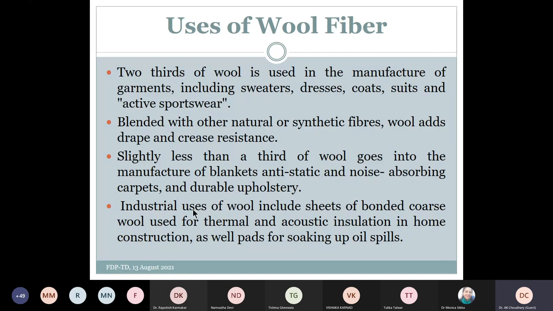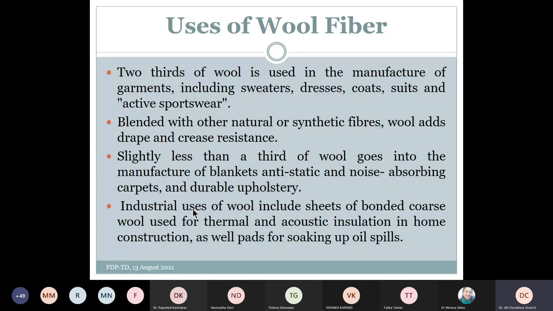And durable upholstery. Industrial usage of wool includes sheets of this bonded coarse wool used for thermal and acoustic insulation in house construction, as well as the pads for soaking of the wireless pills. So these are the broader applications of the wool fiber.